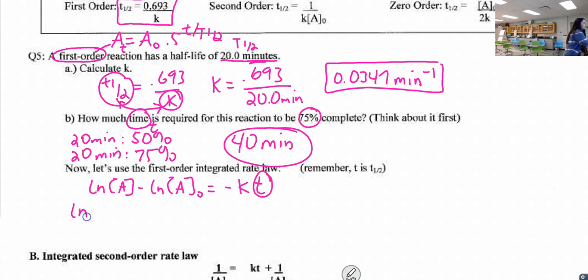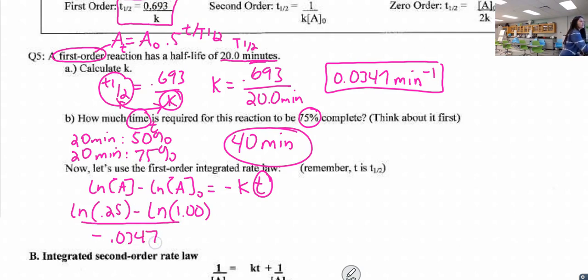So let's do the ln of 0.25, what I have left, minus the ln of what I had originally, which I can just call 1 gram, for example. And then, if you're okay with it, I'm going to divide the negative k over to the other side. So negative 0.0347, and again that's minutes to the negative 1, and that should be equal to my t, okay? Go ahead and plug this into your calculator and let's see what you get. Did you get that t is equal to 39.95? Well, that means that t is equal to 40 minutes.